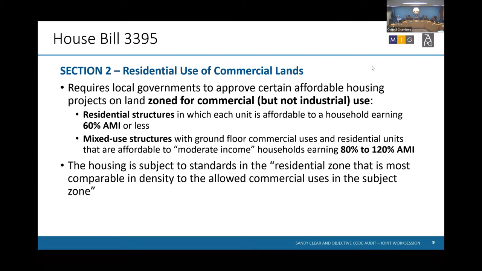So there is some overlap with Senate Bill 8, which we had included in the previous draft, but this provision is a little more narrow. Again, just commercial zones. I'll talk about some of the other differences, but this one applies to 2 different types of development. For purely residential development, it applies if each unit is affordable to a household earning 60% of the area median income or less. It also applies within mixed use structures that have residential and commercial uses, if the residential component is affordable to moderate income households, which are defined as earning between 80 and 120% of the area median income.